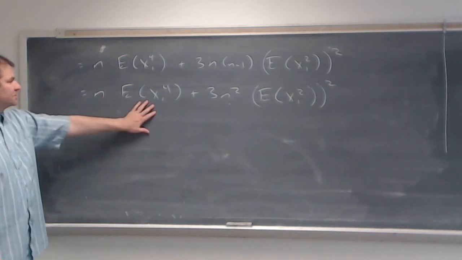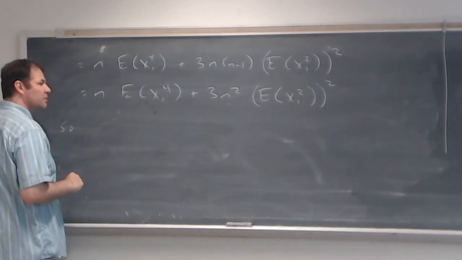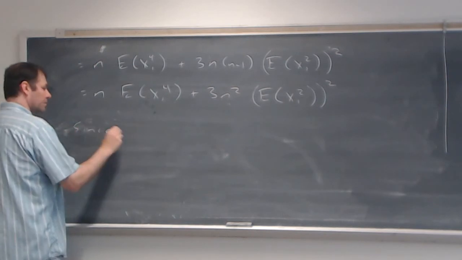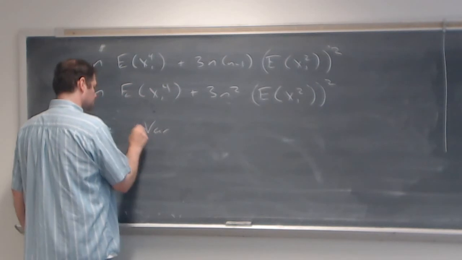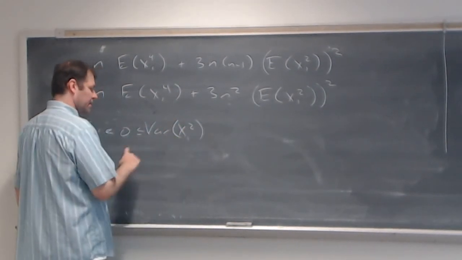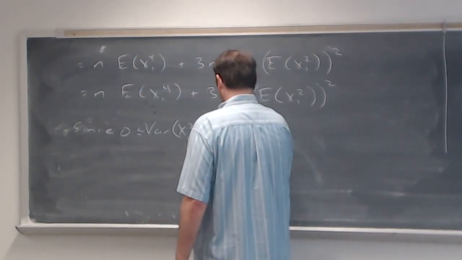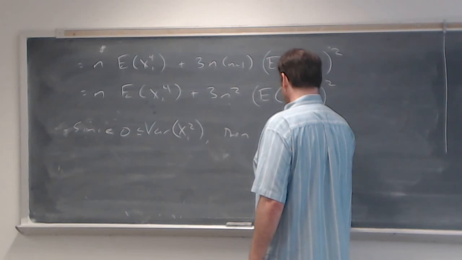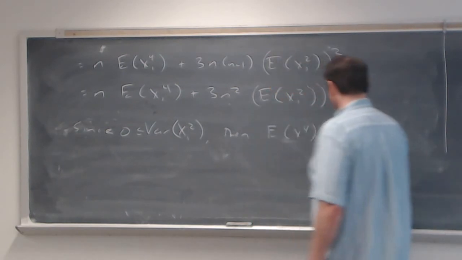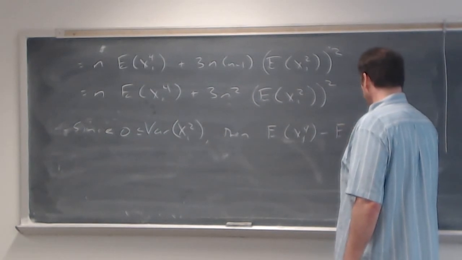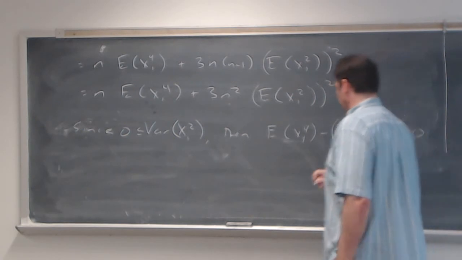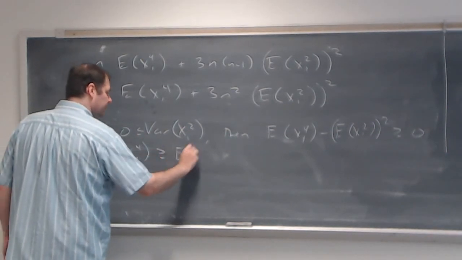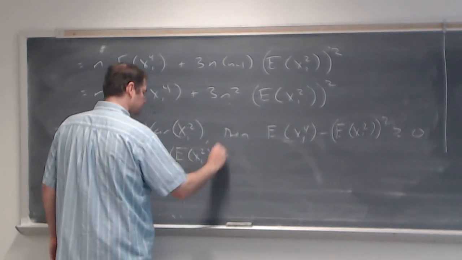Now, I'm assuming this is finite, and so here's what I can tell you. Since the variance of x sub 1 squared is greater than 0, then what was the variance of x sub 1 squared? What that's going to be is the expected value of x sub 1 to the 4th, minus the expected value of x sub 1 squared, quantity squared. That has to be greater than 0. That means that the expected value of x sub 1 raised to the 4th is greater than or equal to the expected value of x sub 1 squared, quantity squared.